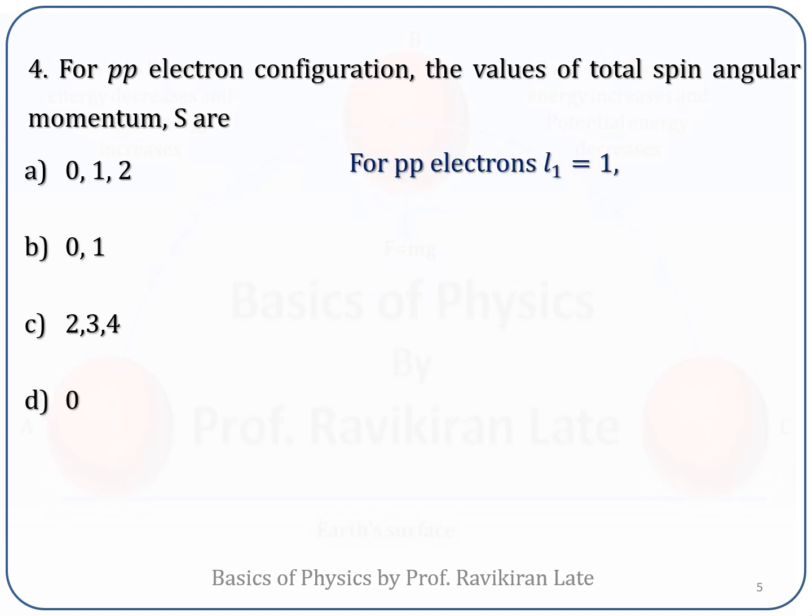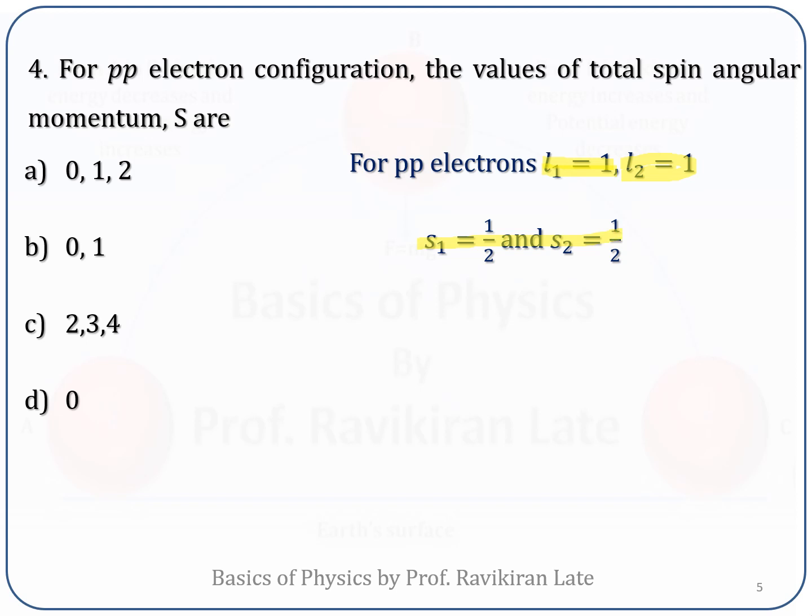Now we know that for a p electron, the orbital quantum number l has a value 1. So for these two electrons, the values will be l1 equal to 1 and l2 equal to 1. And we know that the spin of the electron is given by half. The spin quantum number can take the value s equal to 1 half.